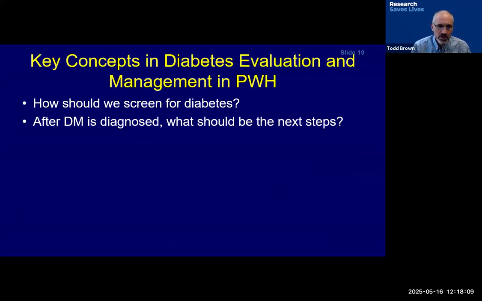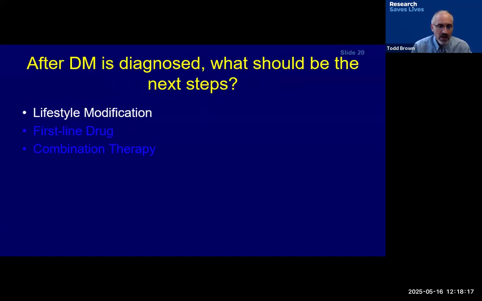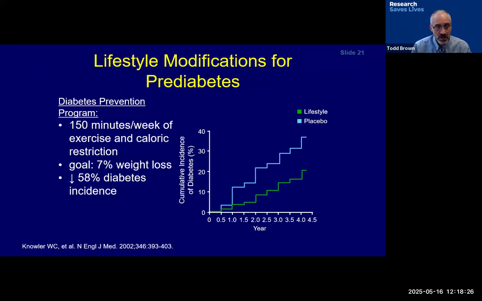So we talked about who should be screened, and then the next question is, well, after diabetes is diagnosed, what should be the next steps? Clearly lifestyle modifications are a key part of any diabetes treatment plan. So these are data, old data at this point, but rock solid, important data about the Diabetes Prevention Program.